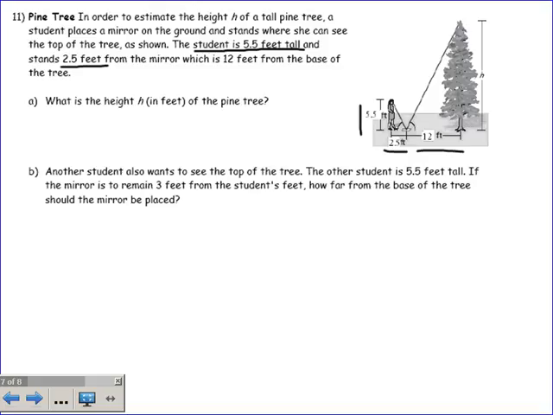Okay, why don't you guys solve this on your own, set it up and solve it on your own. I want us to be able to make sure that you guys can do this. You're setting up some sort of ratio between the person and the pine tree.